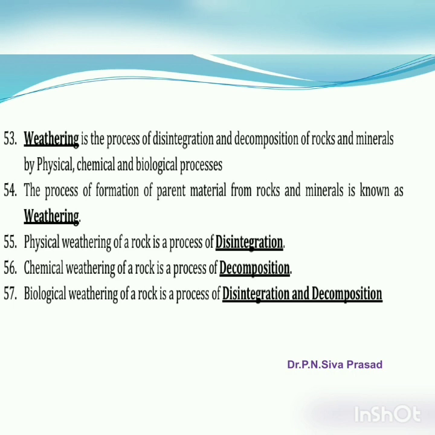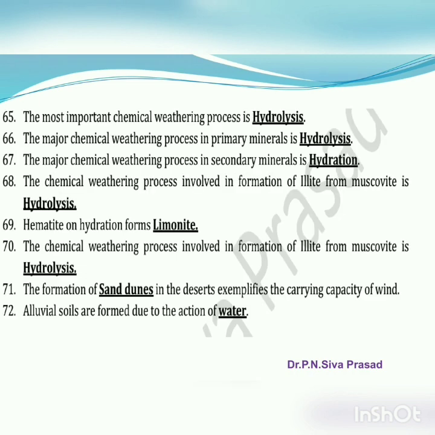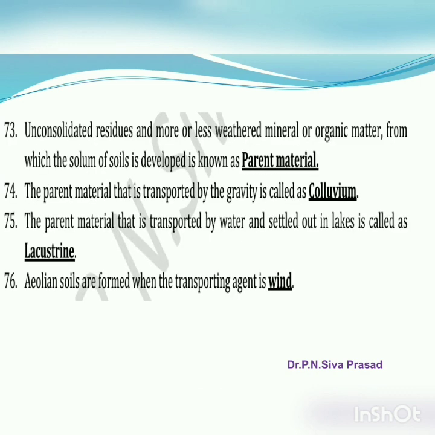Physical weathering is a process of disintegration, whereas chemical weathering is decomposition. Biological weathering is a process of both disintegration and decomposition. Peeling off surface mass of rock due to variations in temperature is known as exfoliation, which is called onion type of weathering. Among chemical weathering, hydrolysis is the most important chemical weathering process. Double decomposition reactions will occur in hydrolysis.